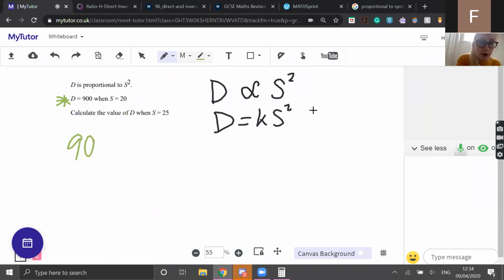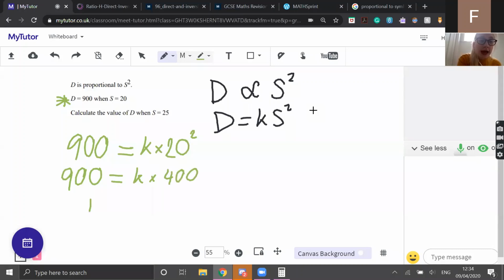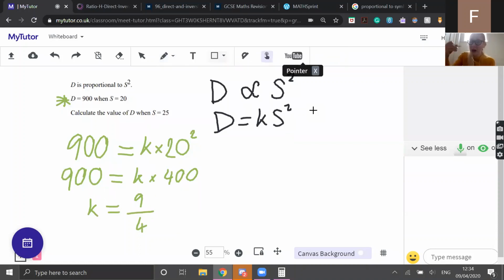So D is 900 when S is 20. So 900 equals K times 20 squared. So now we just find K. So 20 squared is 400. So K equals 900 divided by 400. I'm going to keep that as just 9/4. If you put it into your calculator, it will give you this as 9/4.